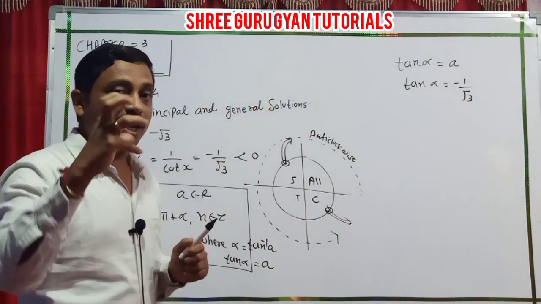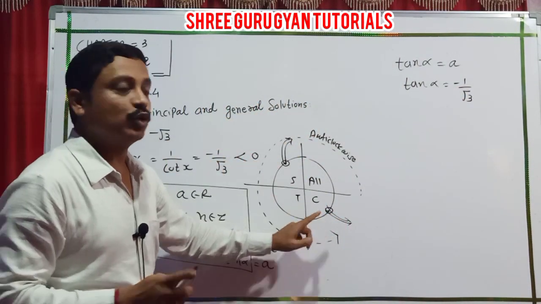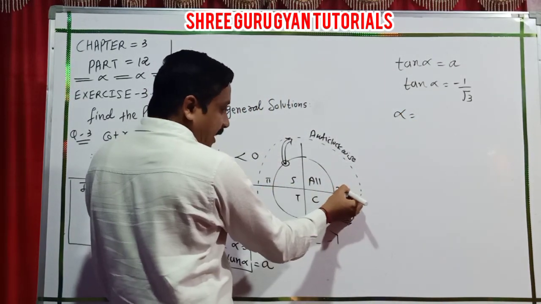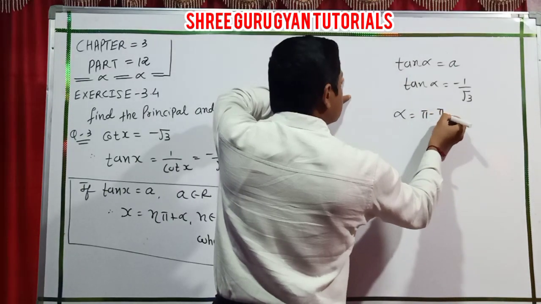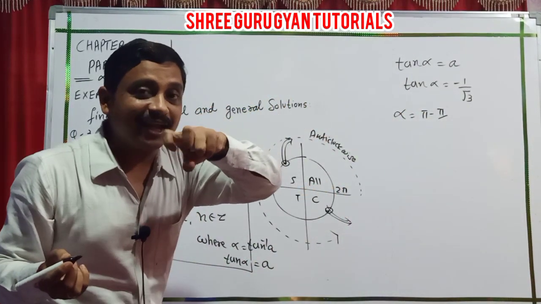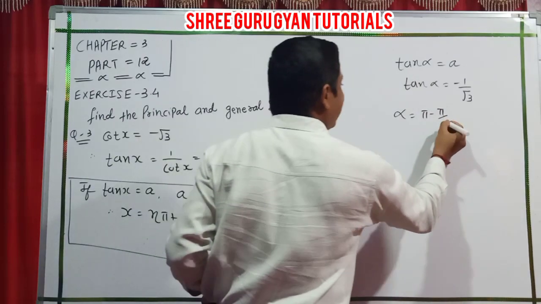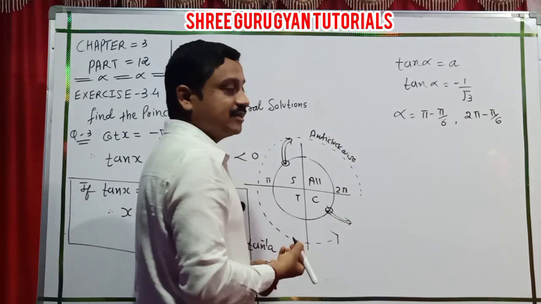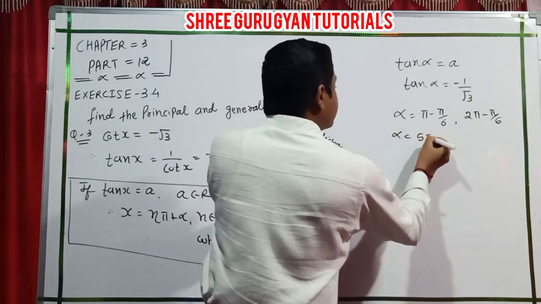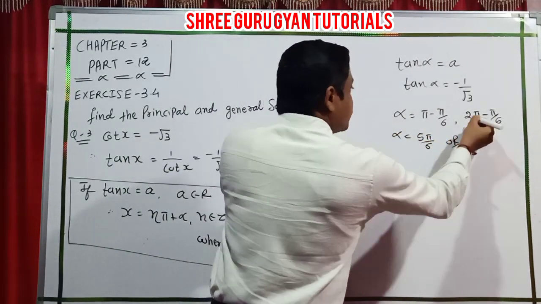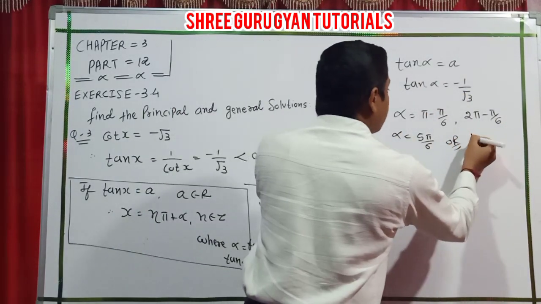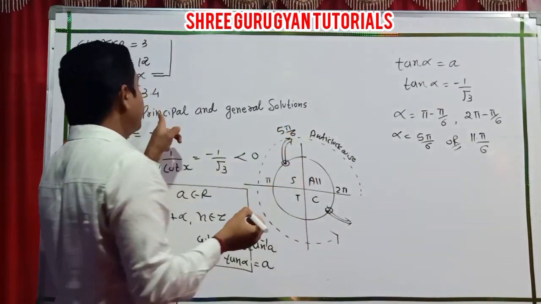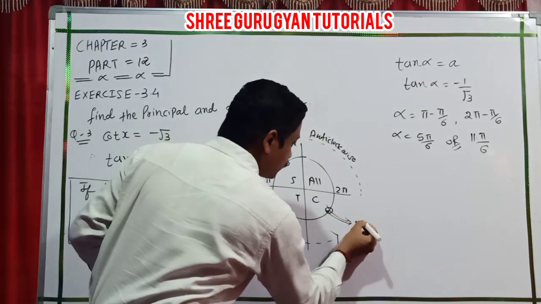Now where is tan negative? Second and fourth quadrant. So for the second quadrant I take pi, here 2 pi. So pi minus pi by 6, since tan is 1/√3, yes, it is 30 degrees. Otherwise 2 pi minus pi by 6. So my answers are 5 pi by 6, or 12 minus 1, 11 pi by 6.